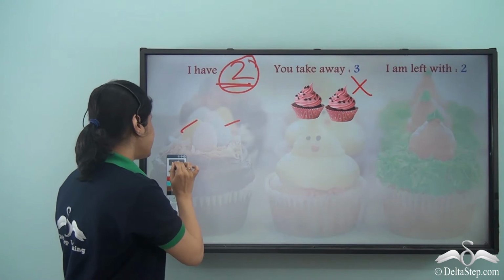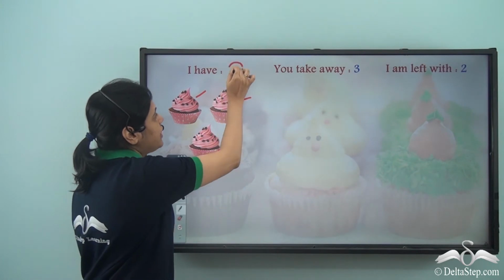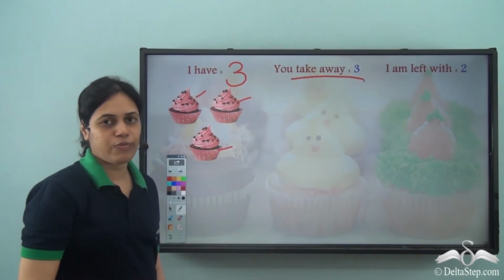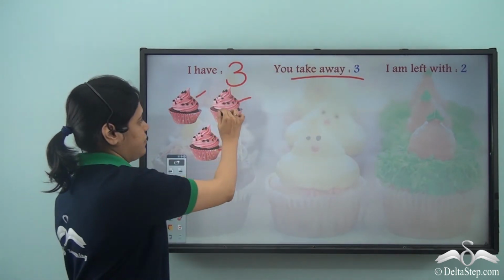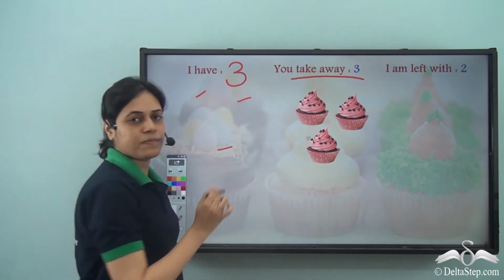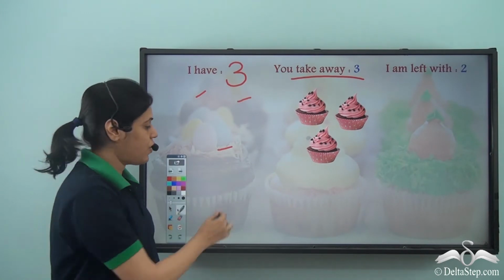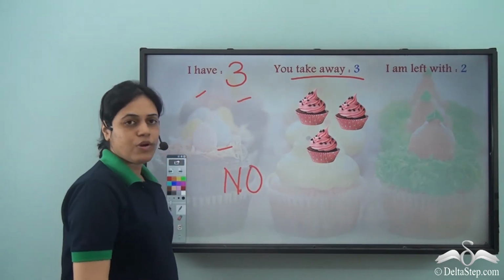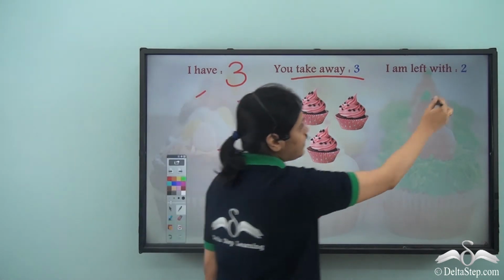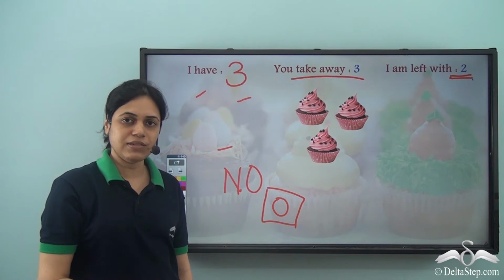So let's try the next number, which is 3. Here I have 1, 2, 3 cupcakes. And you take away 3 cupcakes from me. So let me give you 3. 1, 2, 3. So I give you 3 cupcakes. And how many do I have now? I have no cupcakes now, or I have 0 cupcakes. But it is given that I am left with 2 cupcakes. So this is also not a possible answer.